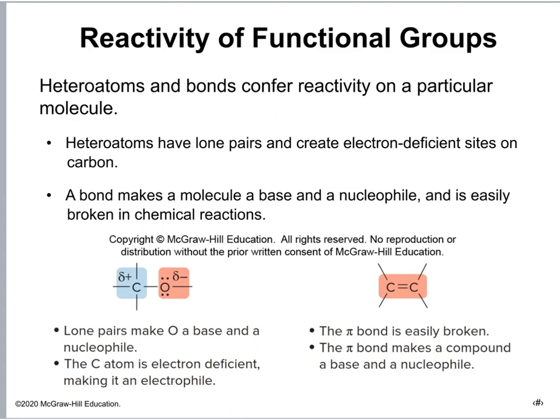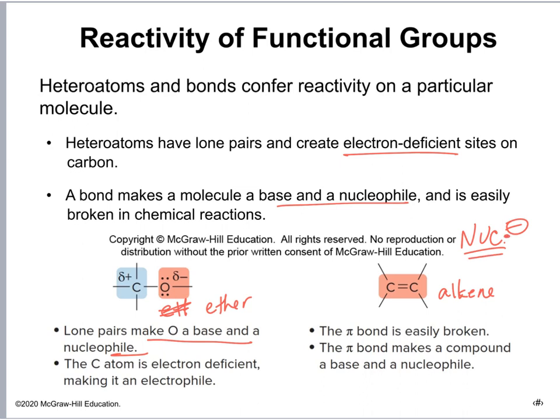Okay, so the reactivity of functional groups. They determine, sometimes, if you have electron deficient sites or if you have a nucleophile or a base. The lone pairs on oxygen will make it a base or a nucleophile. So this is an ether. Here, this is an alkene. And so these would be nucleophiles, right? Because I said that you have a lone pair, double bond, negative charge. Those are nucleophiles.